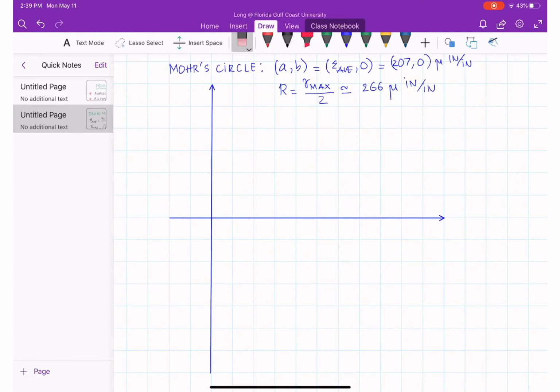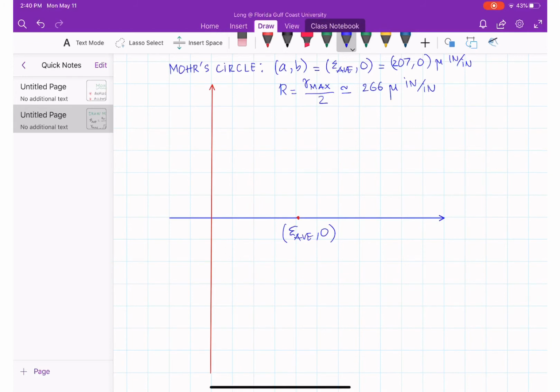Go up there. So the center is 207 micro, and let's make one grid equal to 50 micro. So we have the center at 207, about here, and you can see it is 50. So that is the epsilon average, 207, that is the center.